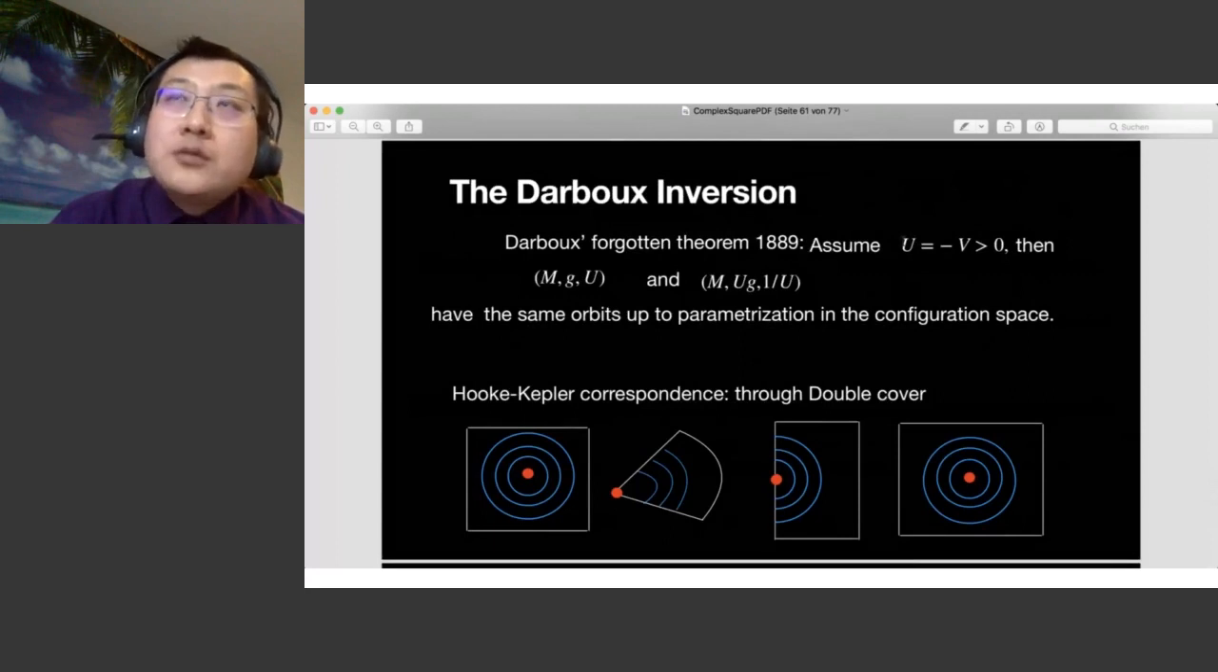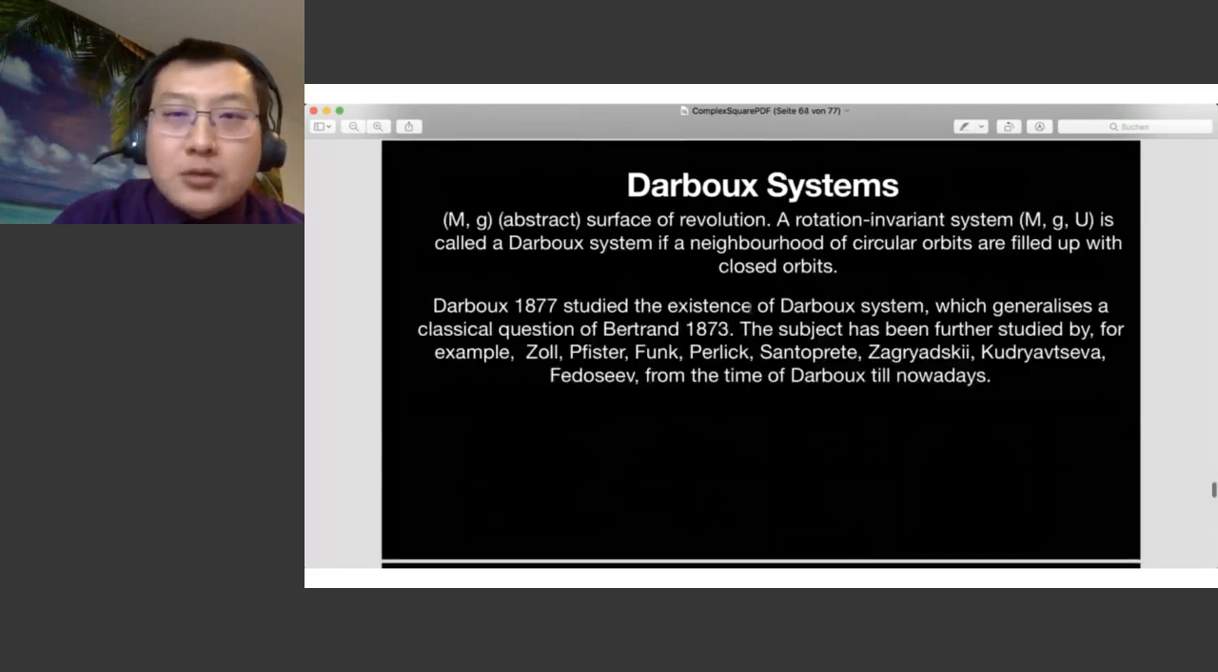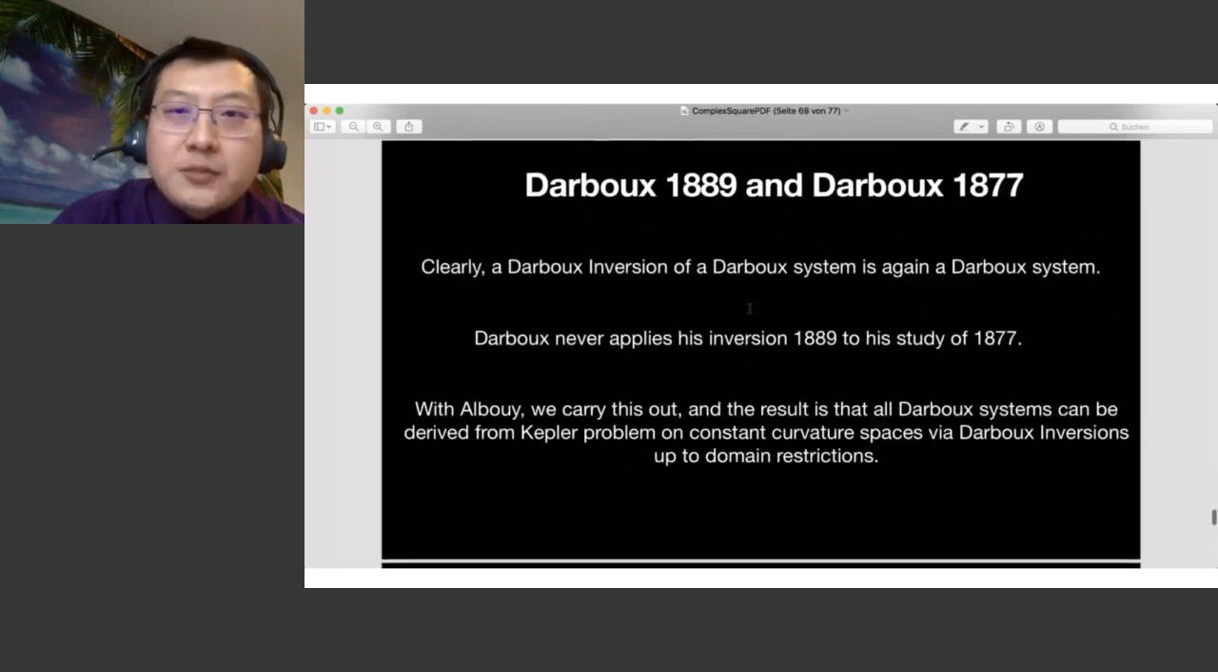But if u is a force function, we may take u plus some constant, which is again a force function of the same system. But they will have different Darboux inversions. Therefore, from one system, we actually get a one-parameter family of its Darboux inversions. It is with this procedure we get many of these Darboux systems from Kepler problems on constant curvature spaces. And some of them do not have constant curvatures and so on.